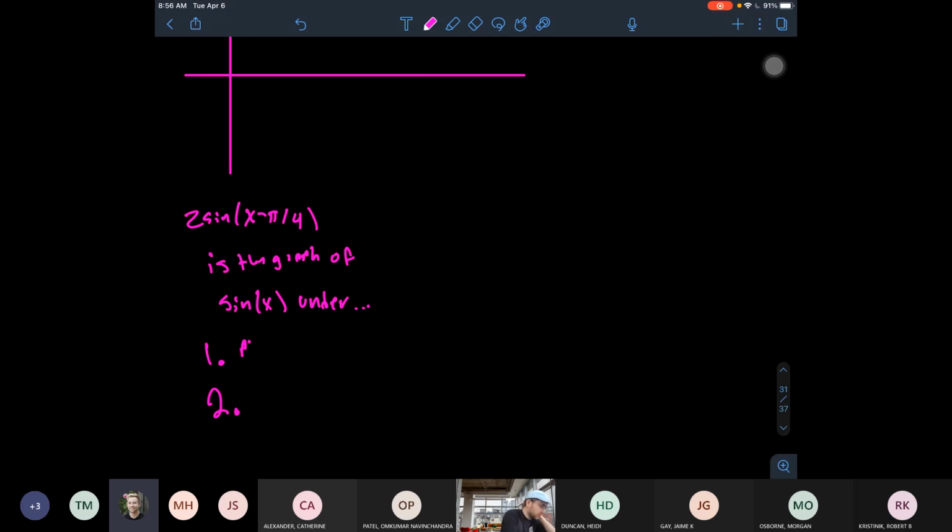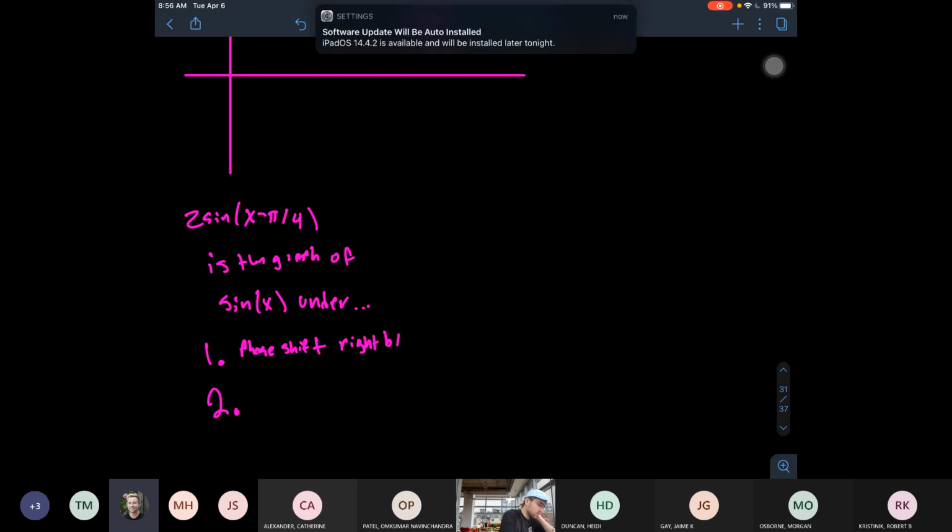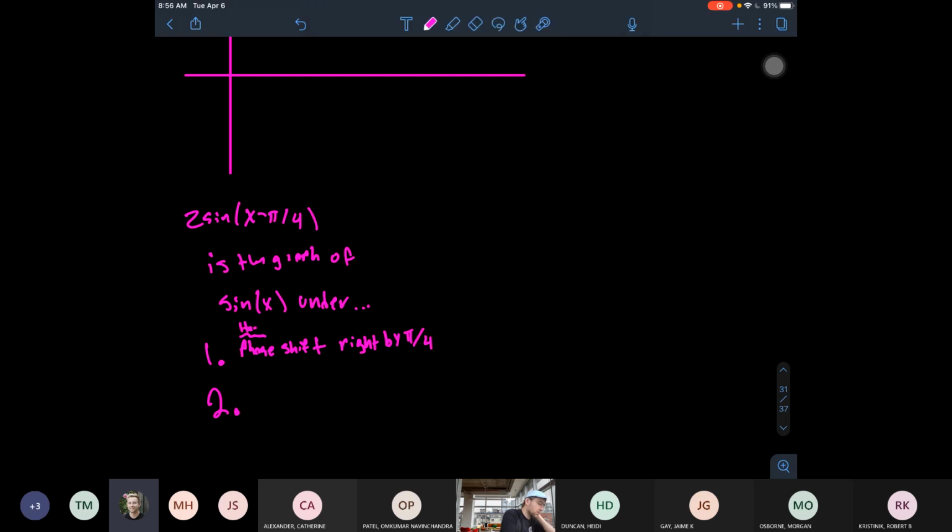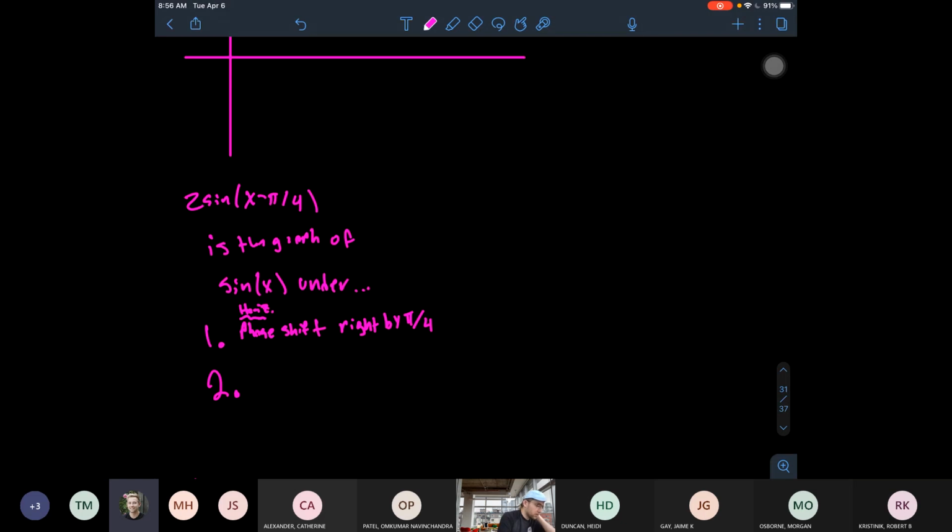That's right, we've got a phase shift. Phase shift to the left or to the right? Yeah, shift to the right. Phase also means horizontal. And what's the other transformation we have going on here? Yeah, amplitude or vertical stretch, multiplied by 2.